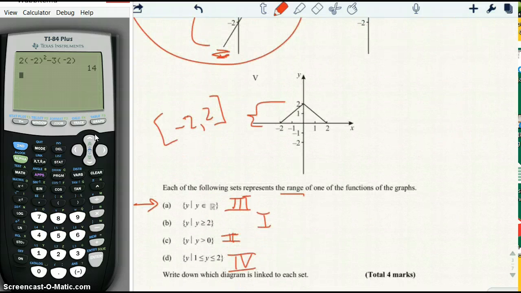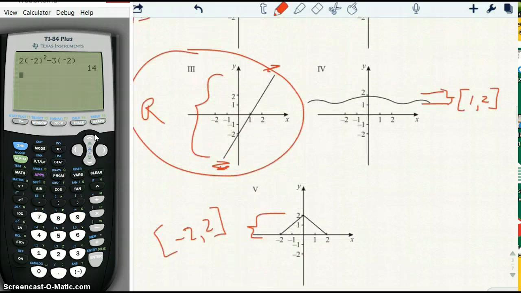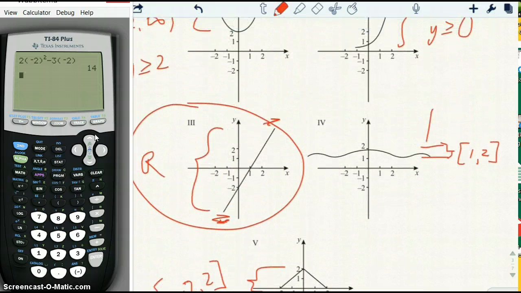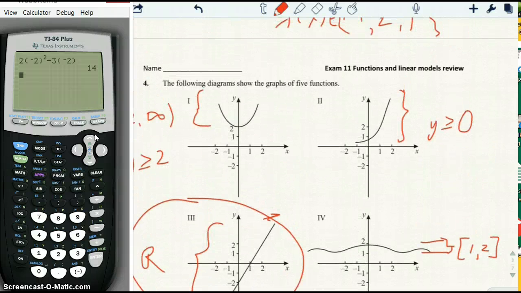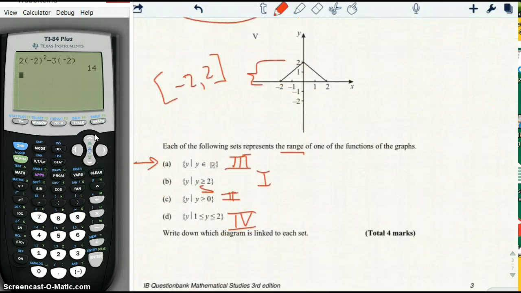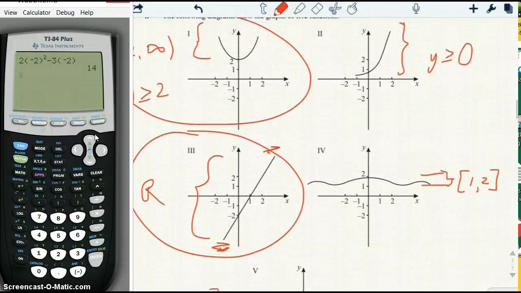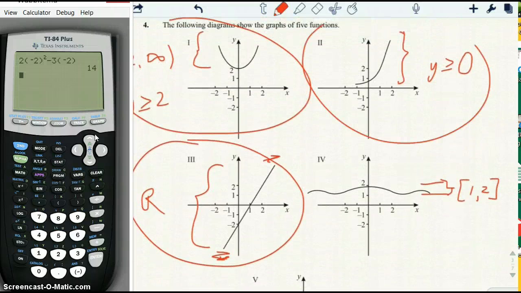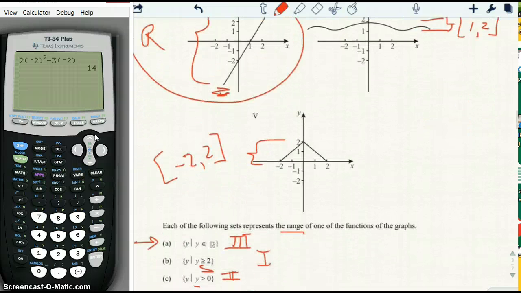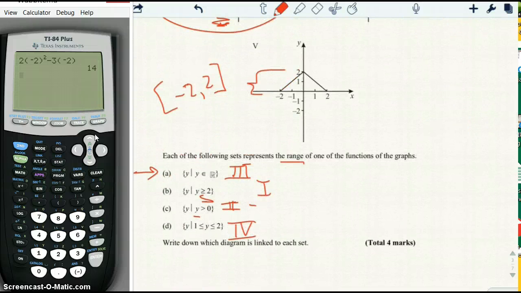That's the first one. Second one, anything greater than 2. What's greater than 2? Well, not that one, not that one. Looks like this one, right? So this is always greater than 2. And that would be 1. Okay? And then what about this one? Y is always positive. Is there anything always positive? This one. Okay? It goes to infinity too. Y is positive. So that's that one.